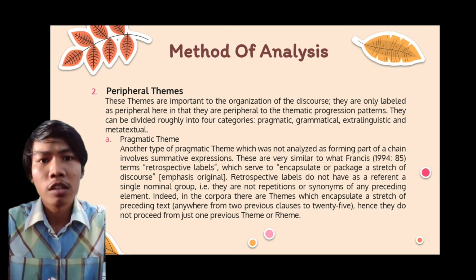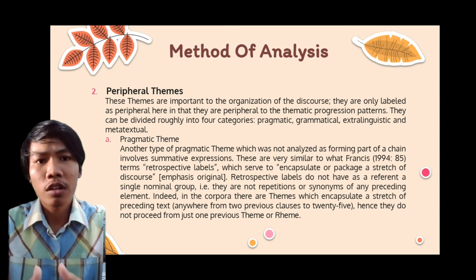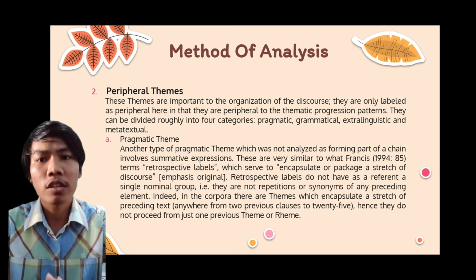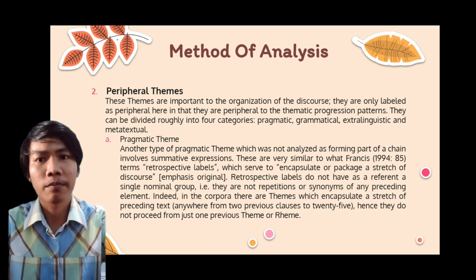Retrospective labels do not have as a referent a single nominal group. In this case, they are not repetition or synonyms of any preceding elements. Indeed, in the corpora, there are themes which encapsulate a stretch of preceding text. Hence, they do not proceed from just one previous theme or rheme.